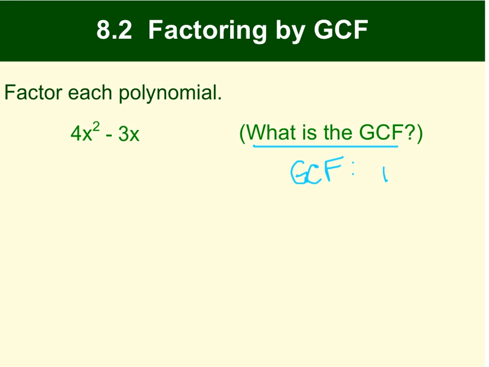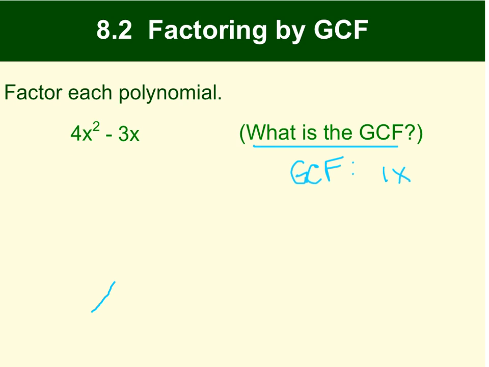And now look at your x's. How many x's do they have in common? They have an x in common. So your greatest common factor is 1x. So what you're going to do is factor a 1x out of both of these terms.